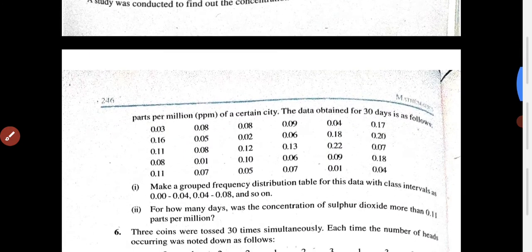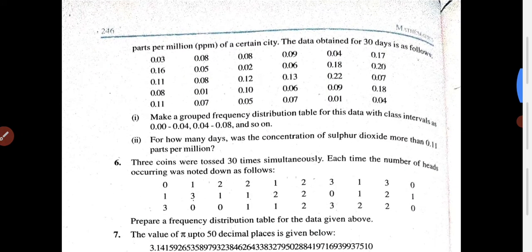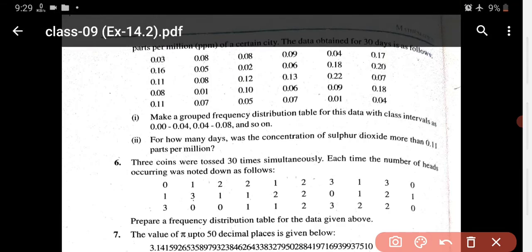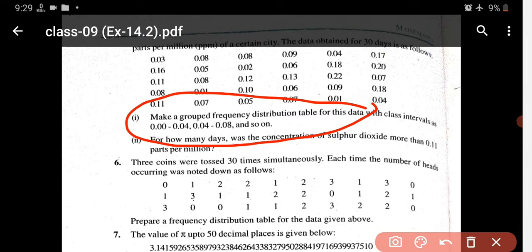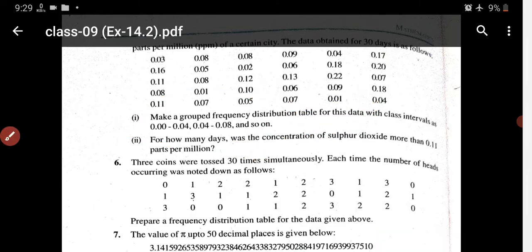A study was conducted. Okay, some information is given here. Make a group frequency distribution table. So in that question also you make a group frequency distribution table, as I made in question number 3. So this part also you have to do by yourself in homework.